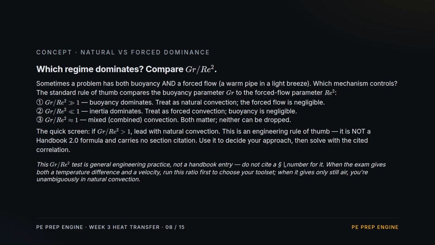Around 1, mixed convection, and both matter. Quick screen. If Grashof over Reynolds squared exceeds 1, lead with natural convection. One caveat. This ratio is an engineering rule of thumb, not a Handbook formula, with no citation. Use it to choose your approach, then solve with the cited correlation.